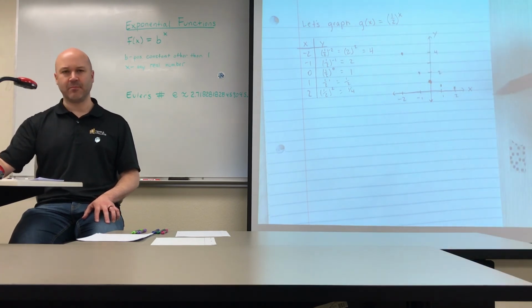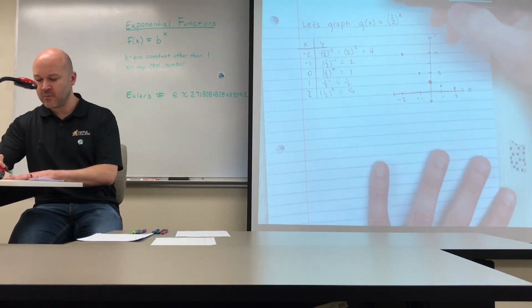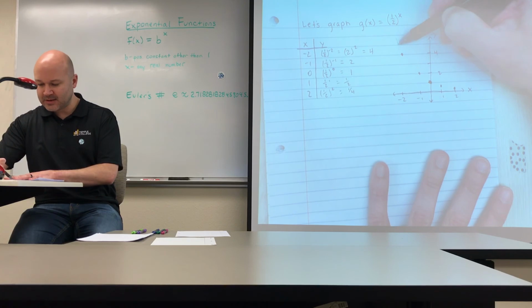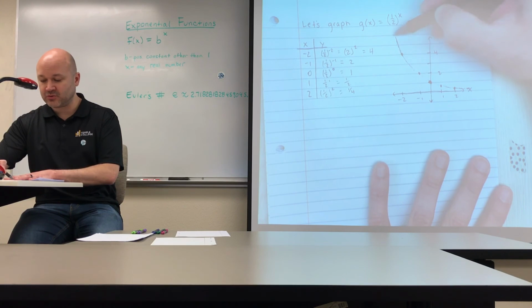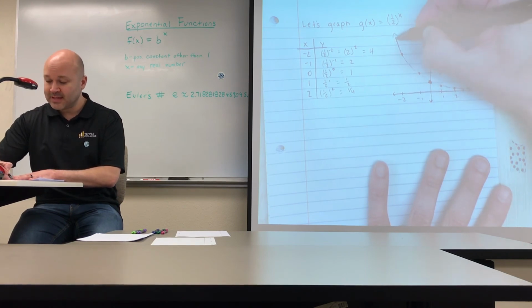I get that same shape. This time, though, as I move to the right, I am decreasing. My function is going down from left to right. It's still exponential. It's still that same shape. Instead of growth, we might call this decay.